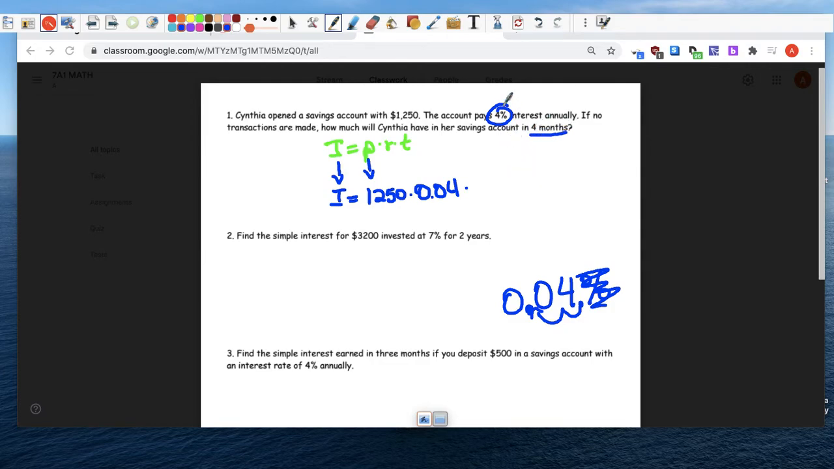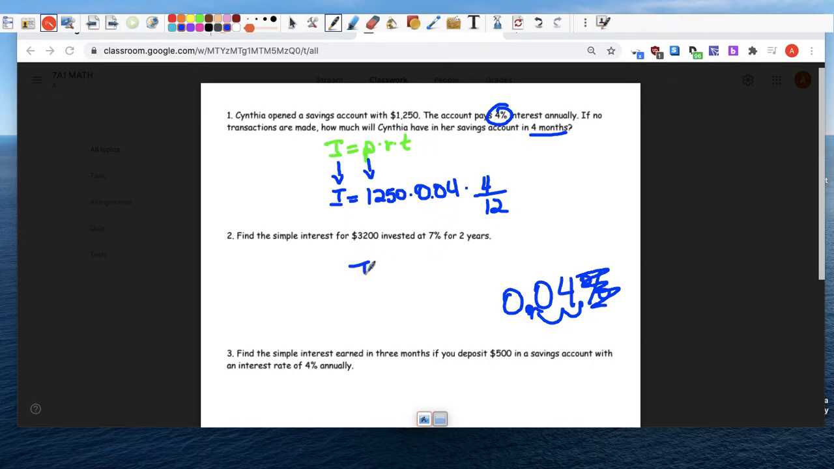So cuando es meses, lo ponemos sobre 12. So we put it over 12. So 4 over 12. If you want to simplify that to 1/3, you're more than welcome to do that. Now in your calculator, let's multiply 1,250 times 0.04 times 4 over 12. Okay, and you're going to get 16.666.